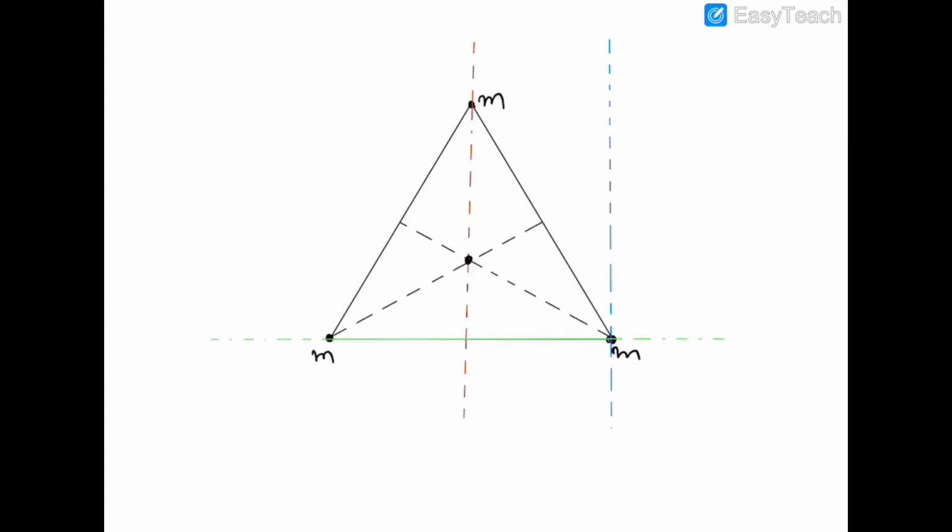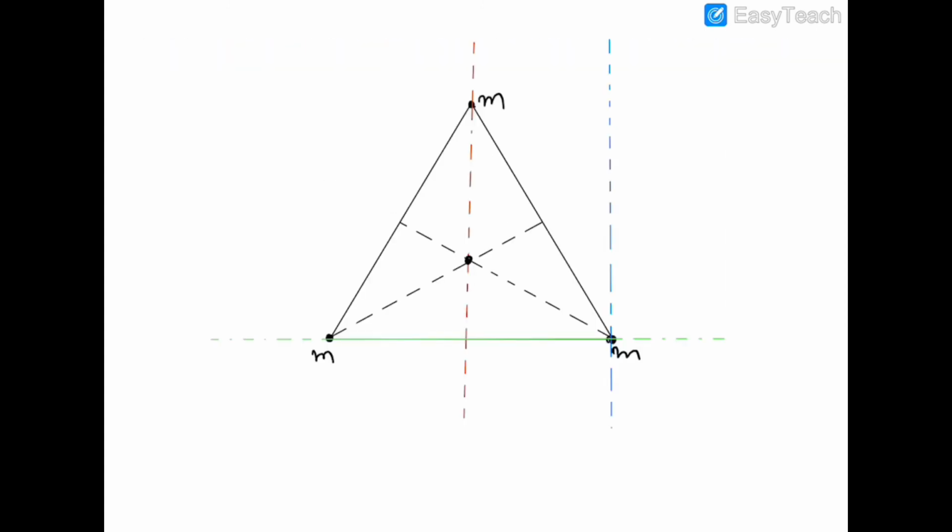Now let's move on to the next question. In this question you can see that this system has 3 masses m, m and m which are placed on the corners of an equilateral triangle, and there are 3 axes. This is 1, this is 2 and this is 3. So we have to find out the moment of inertia of this system about these 3 axes.